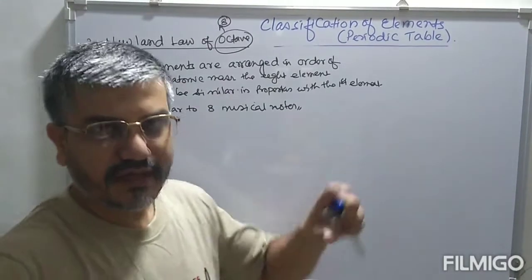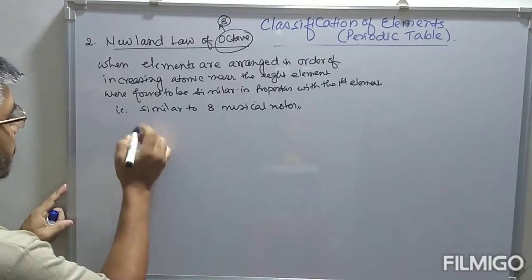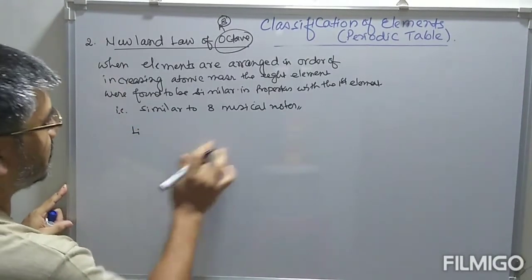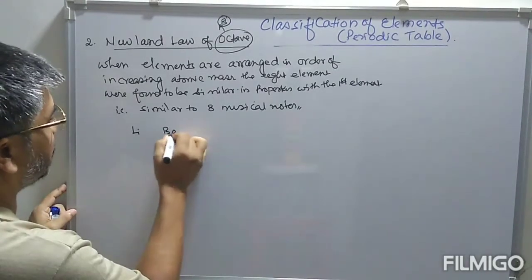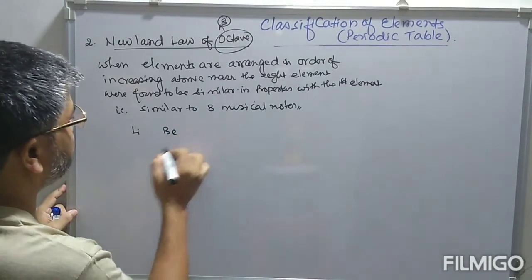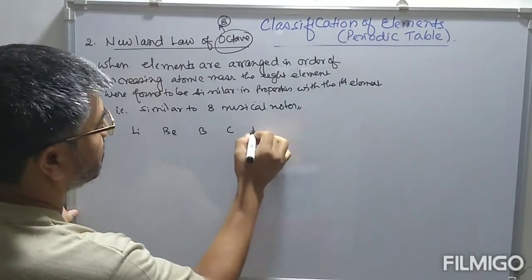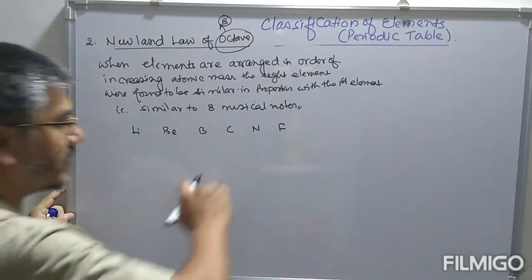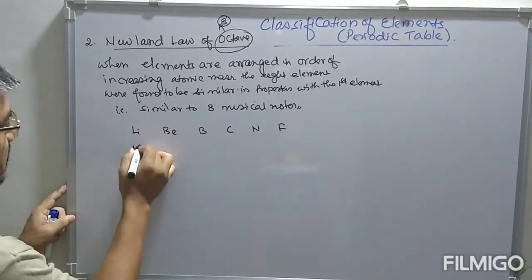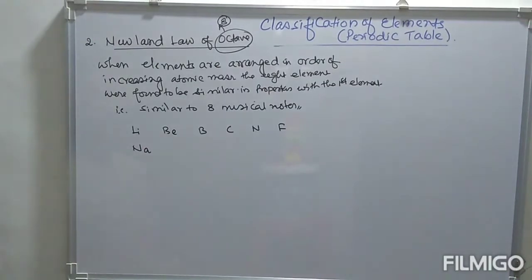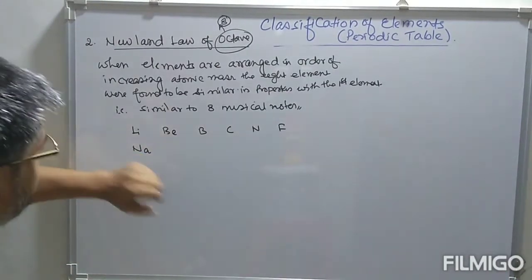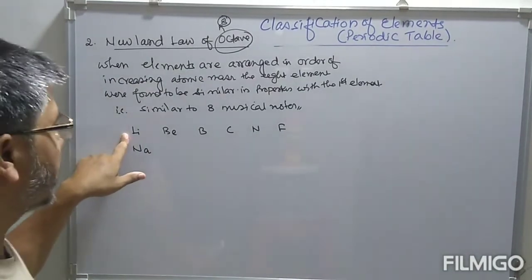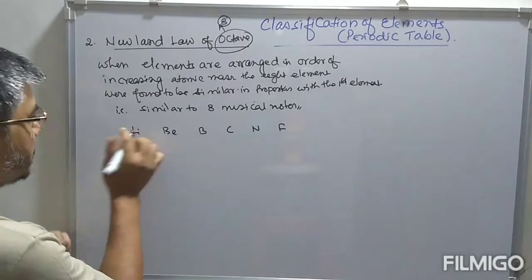So we have a group of elements: lithium, beryllium, boron, carbon, nitrogen, oxygen, fluorine, and the next element, sodium. After fluorine we have the element sodium. Sodium has properties similar to those of the element lithium.